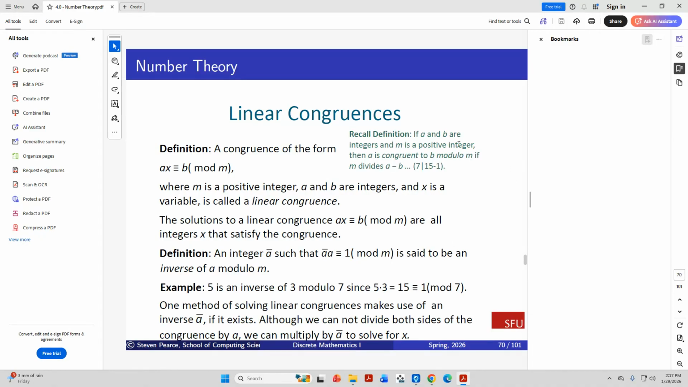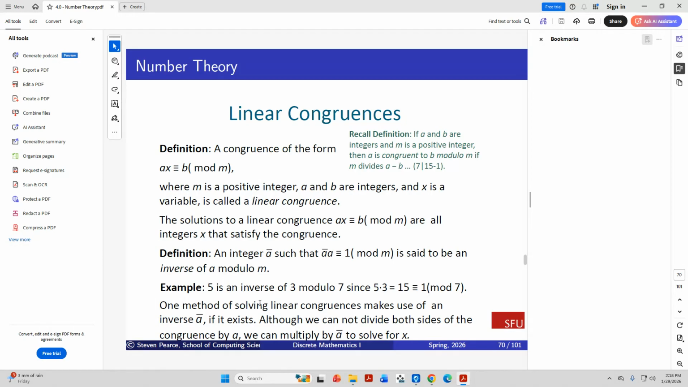So recall the definition: a and b are integers and m is positive. Then a is congruent to b modulo m if m divides a minus b. Don't forget that. A congruence of this form is a linear congruence. We already talked about this. Example 5 is an inverse.